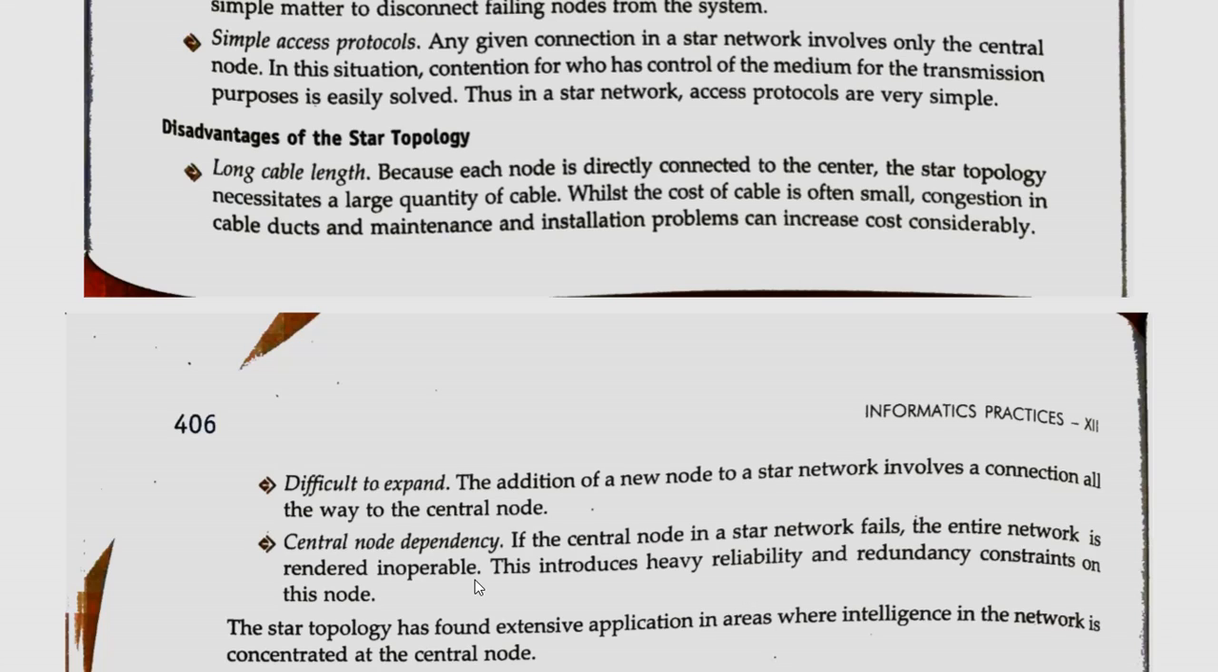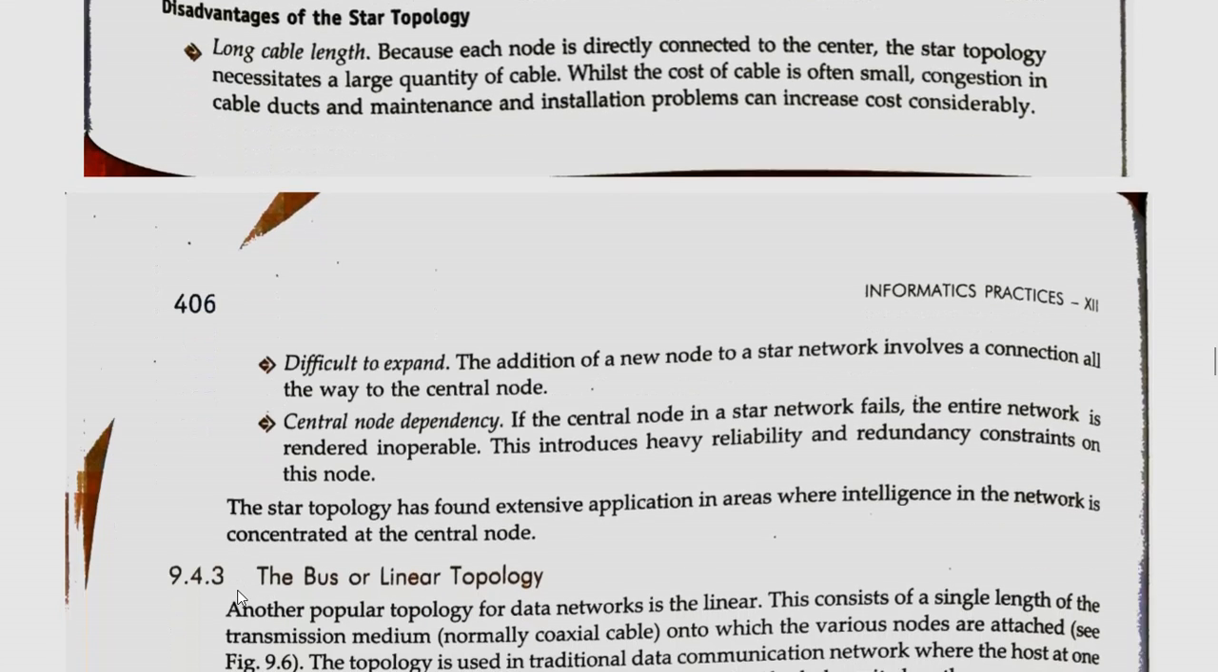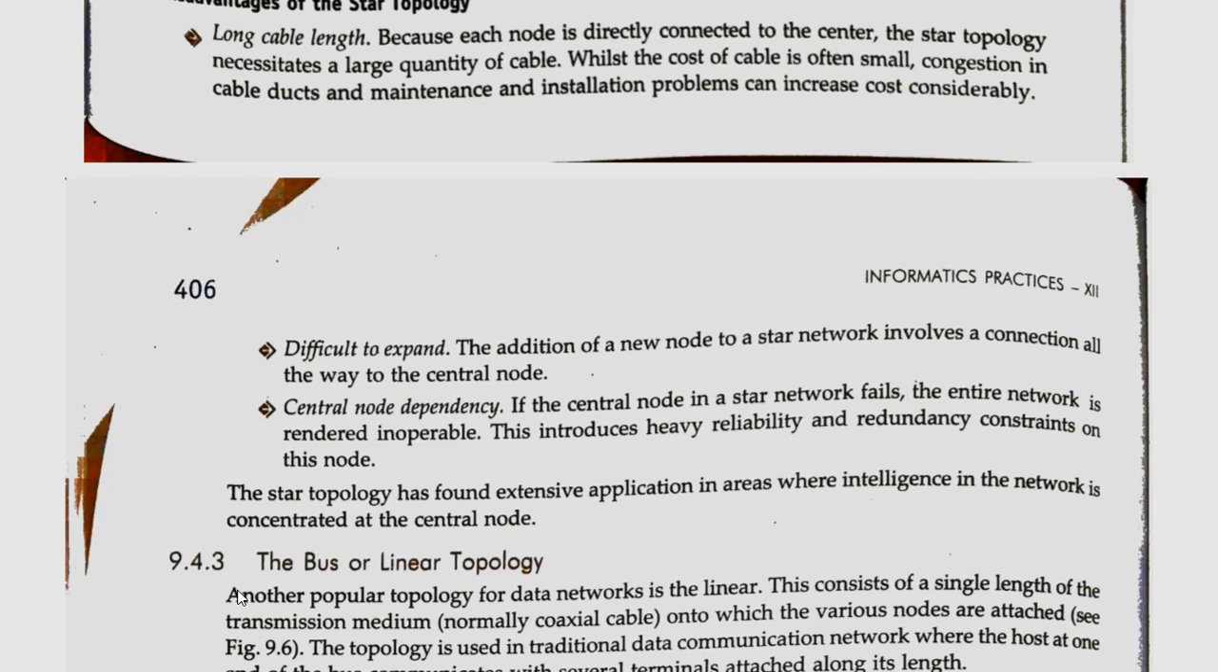Okay, so if it fails, that means the entire operation of the system or the network is going to fail. This introduces heavy reliability and redundancy concerns on the node. Now the star topology has found extensive application in areas where intelligence in the network is concentrated at the central node. So basically, you are going to use the star topology where all the things are heavily dependent on the central node.